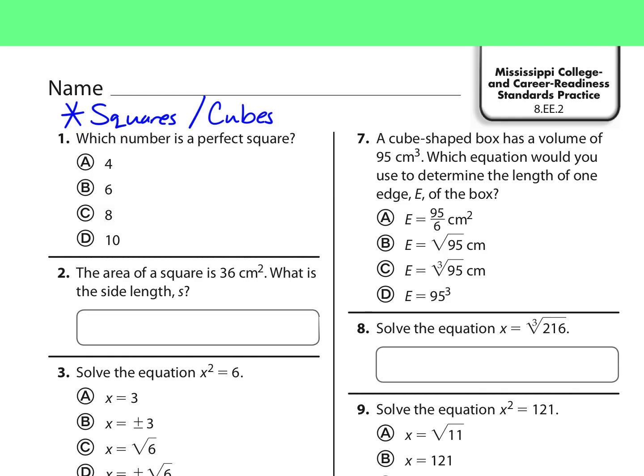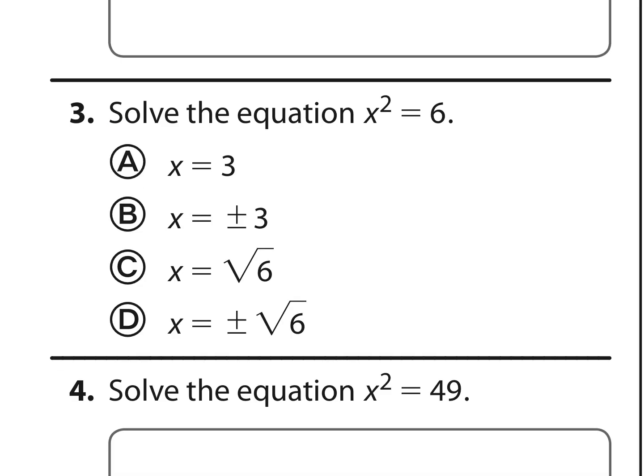Standard EE.2 is about squares and cubes. Number 3, solve the equation x squared equals 6. Our goal is to get x by itself. So one way we could get x by itself is we could undo the operation of squaring x, which would mean we would take the square root of both sides of the equation. When we square root x squared, we get x.